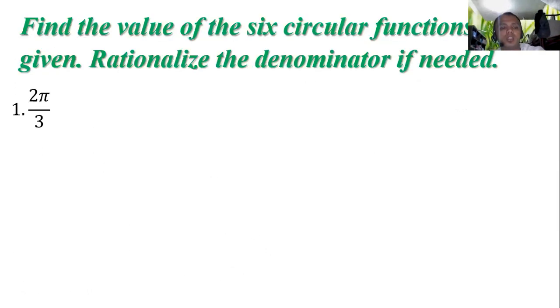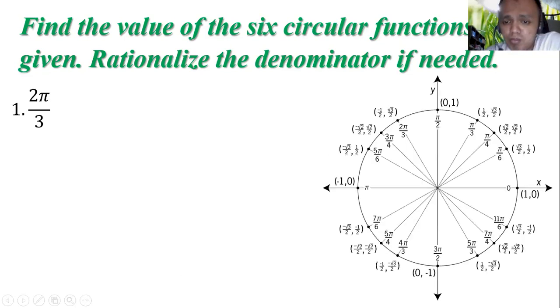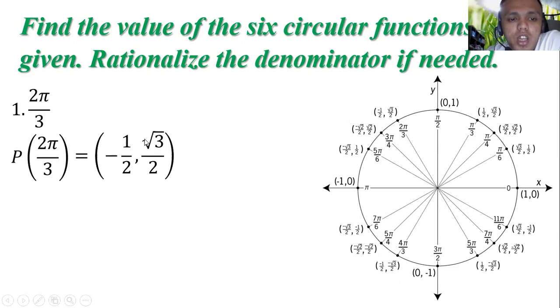Okay? Now, let us have an exercise. Find the value of the 6 circular functions given. Rationalize the denominator if needed. Now, 2 pi over 3. Tingnan natin dito. Ito yung coordinates ni 2 pi over 3. We have negative 1 half and square root of 3 over 2.